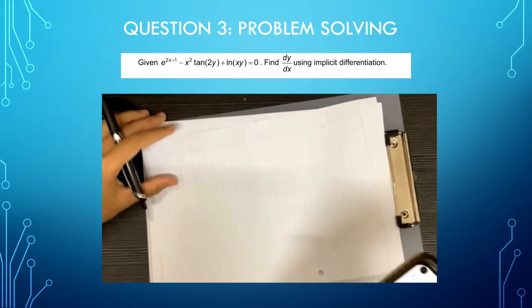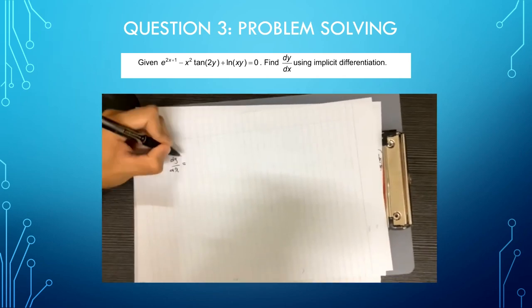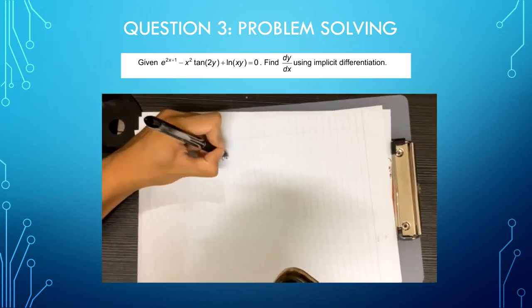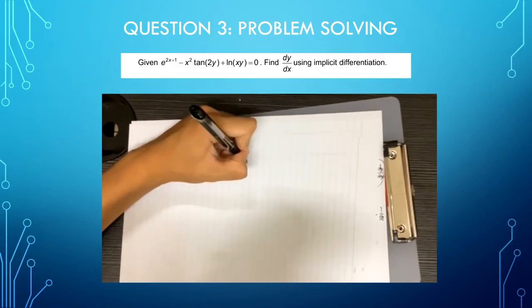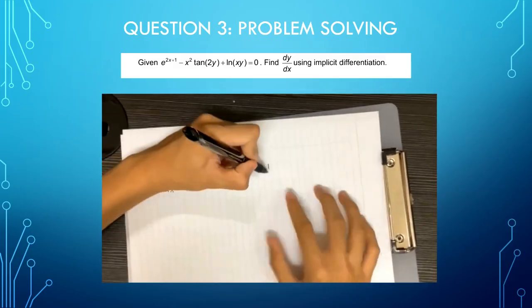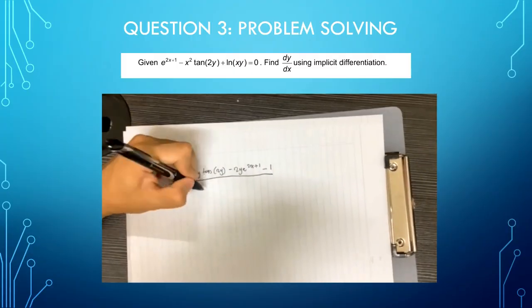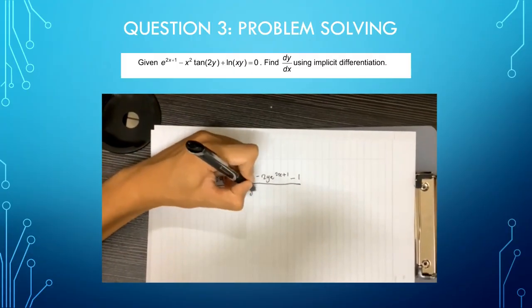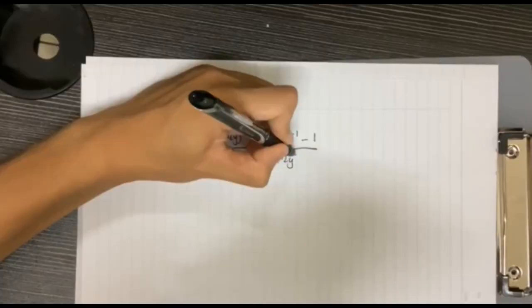To rewrite it in a cleaner way, we get dy over dx equal 2xy tan 2y minus 2y e to the power of 2x plus 1 minus 1, divided by x minus 2x to the power of 3 y sec to the power of 2 of 2y. So that is all for question 3. Now I will be passing question 4 to Adam.